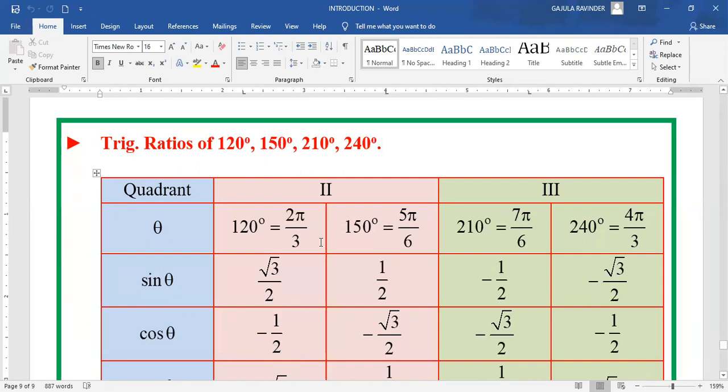Why? Because you can see here, 120 degrees and 150 degrees are in the second quadrant, whereas 210 degrees and 240 degrees are in the third quadrant. Therefore, for 210 and 240, the sign will be taken according to the third quadrant, whereas for 120 and 150, the sign will be taken from the second quadrant. But the value of 120 will be taken as the value of 60 and the value of 150 as the value of 30. That means the trigonometric ratio of that particular angle.